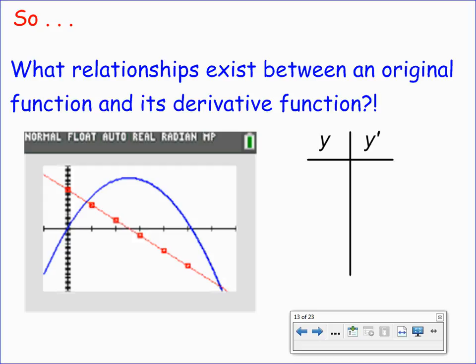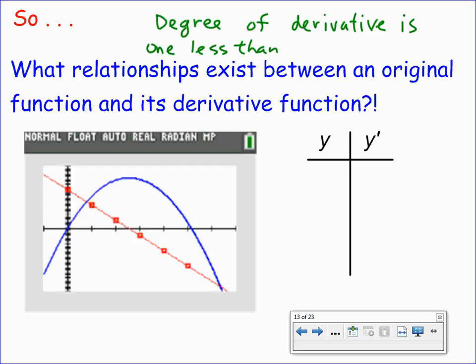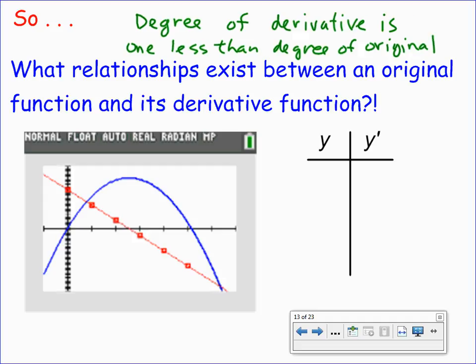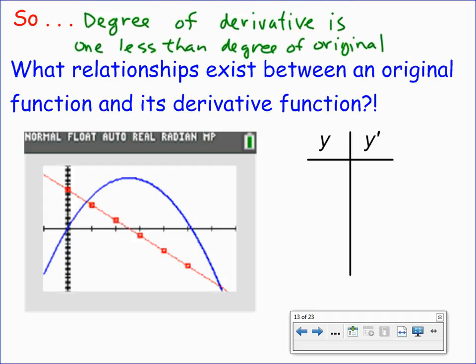So for polynomial, the degree of the derivative is 1 less than the degree of the original. How's that? Let's say so long as the original is polynomial, so we have to include that. Awesome, thank you. Raise your hand if you have the same. Anybody else have the same connection there?